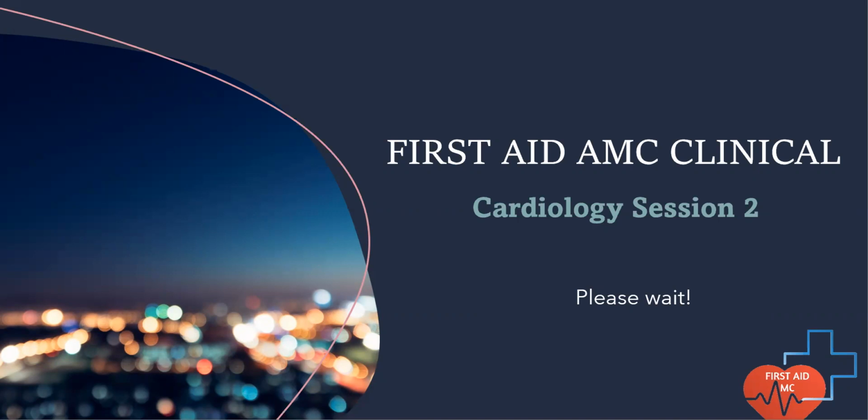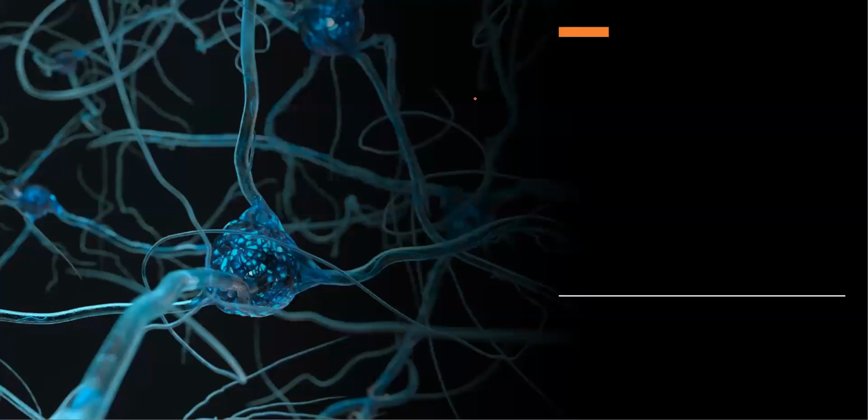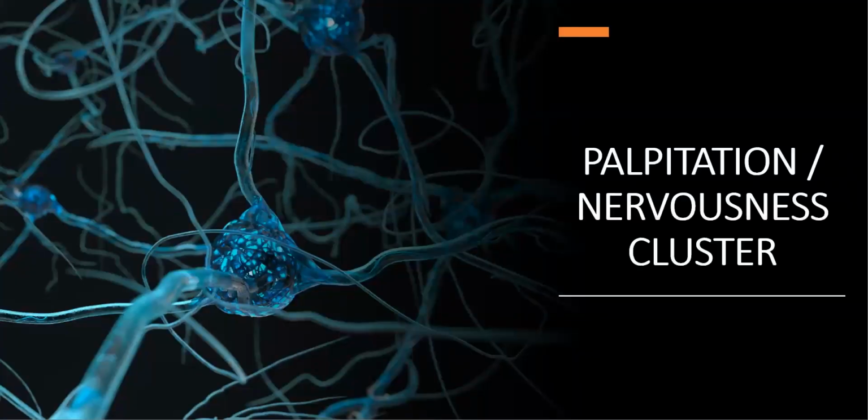So we have done cardiology class 1 just a few days ago, and we did the syncope cluster. I hope that you understood most of the things that we have discussed and also got an idea of how our cluster-wise approach usually works. So tonight we're going to finish cardiology, and we have 2 more clusters to finish. One is palpitation cluster and the other one is chest pain cluster. So let's start our class tonight. We will start with the palpitation or nervousness cluster first.